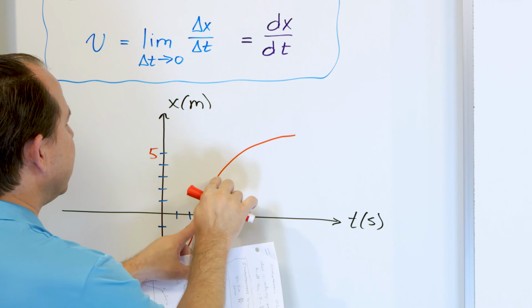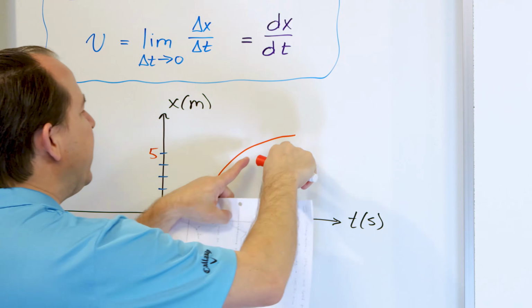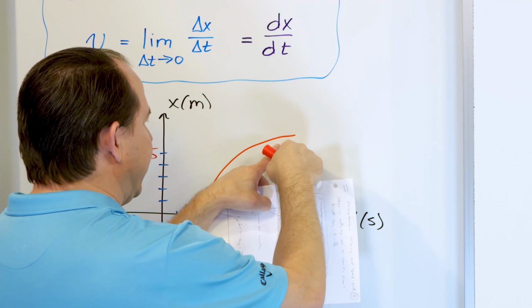And then it's traveling and traveling and traveling. This is a very high rate of speed, but over here, it's traveling at a very low rate of speed, right?